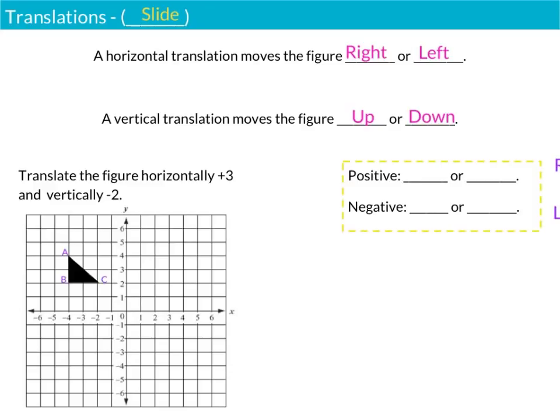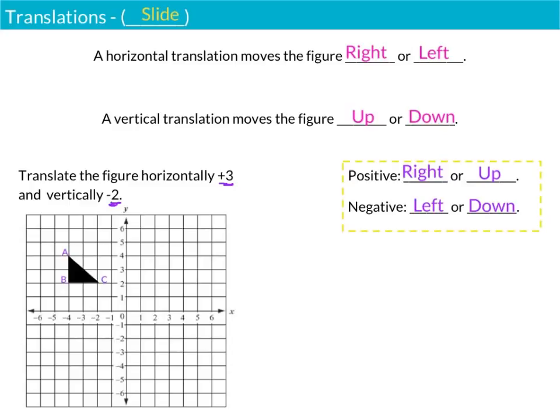So when we're talking about that in terms of positive or negative, when we're moving positively, we're going to be moving to the right or up, because those are where our positive numbers are. When we're talking about negative, we're going to either be moving left or down, because again, those are where our negative points are. So looking at our example here, triangle ABC, it says translate the figure horizontally +3, and then we're going to move it vertically -2. So those are the things that we're going to have to move our shape.